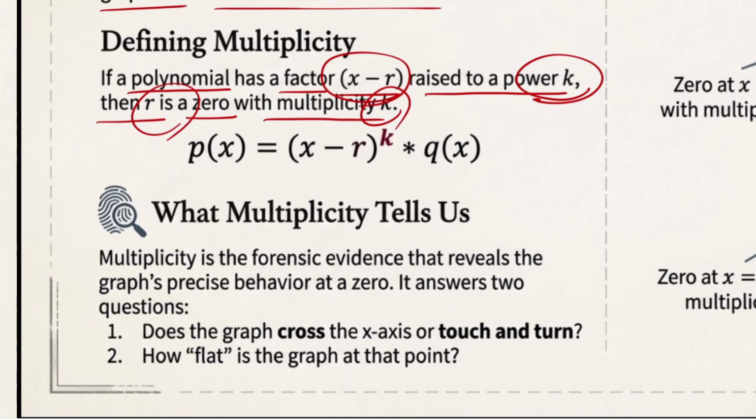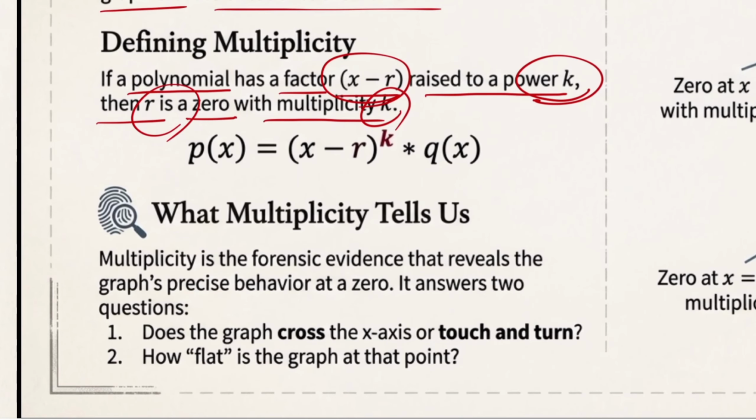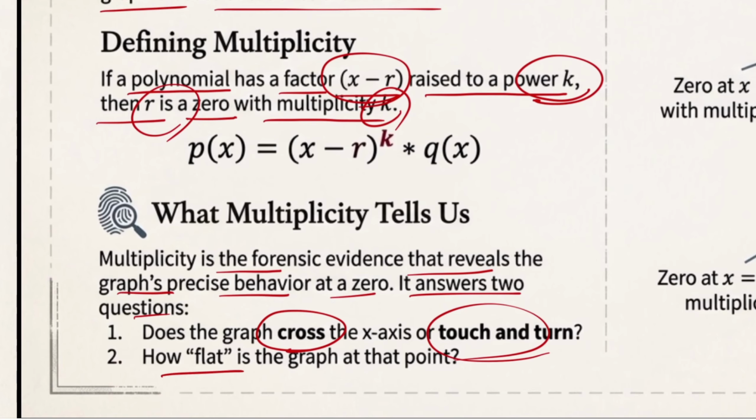So what exactly does multiplicity tell us, and why do we need that? Because multiplicity is the evidence that reveals the graph's precise behavior at a 0. It answers 2 questions. Is the graph going to cross, or only touch and turn? And how flat is the graph at that point?